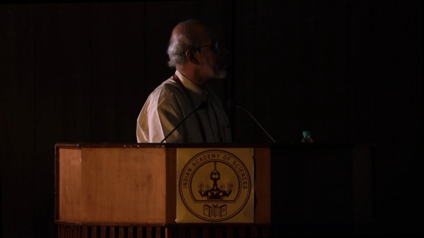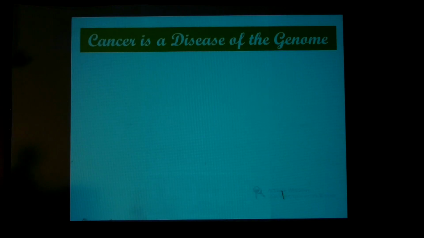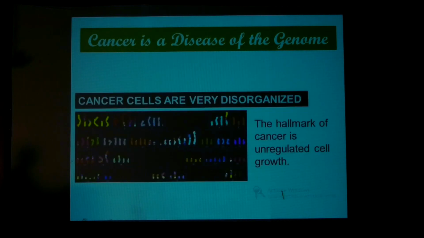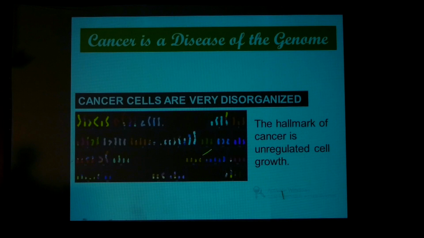That does not happen in cancer, but one of the reasons why we believe that cancer is a disease of the genome is that cancer cells are very disorganized. Usually you would have 23 pairs of chromosomes aligned very well as pairs, but here is what you see.